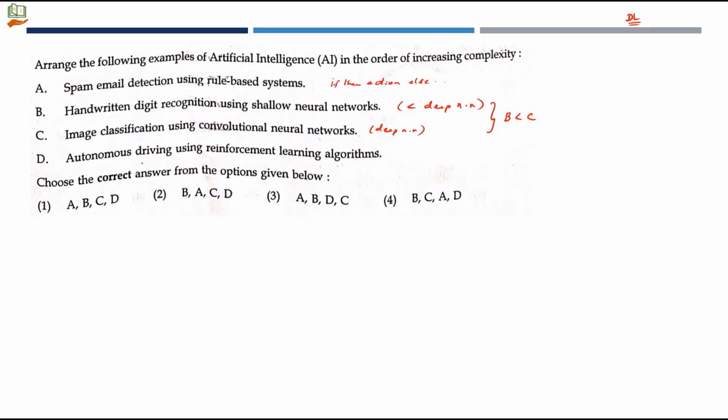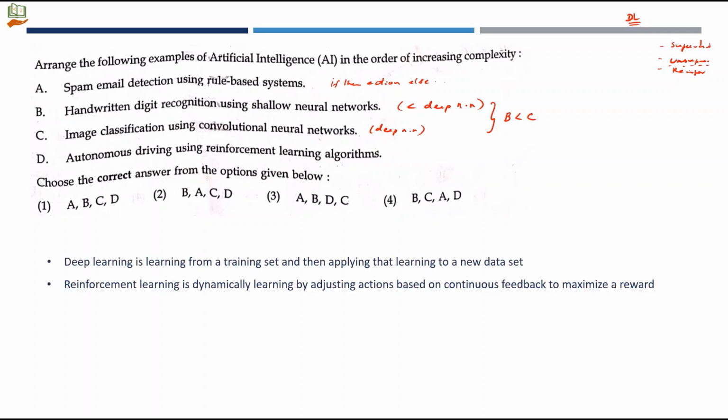Then the fourth example, autonomous driving using reinforcement learning algorithms. In machine learning, we have three types. First one is supervised learning. The next one is unsupervised learning. And the final one is reinforcement learning. Whether deep neural networks are complex or reinforcement learning is complex. Deep learning is learning from a training set. Once the neural network learns from the training data, it will apply that learning to a new data set. This is the concept of deep learning. In reinforcement learning, it will learn by adjusting actions based on the feedback.